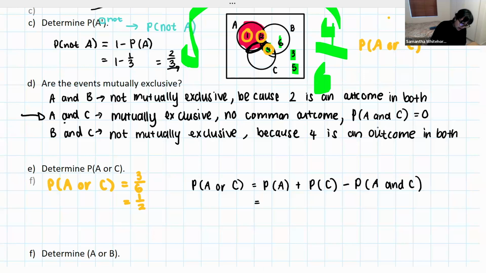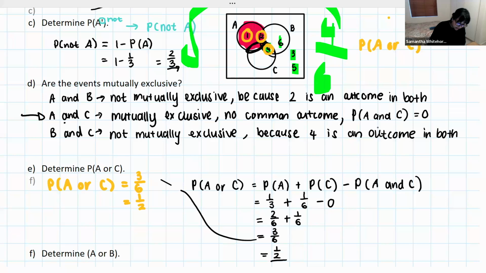The probability of A, which was a number less than 3, was 1 out of 3. Plus the probability of C, which was the number 4, which is just 1 out of 6, minus 0. Chuck it into your calculator. That's all you need to do. So if you didn't want to chuck it into the calculator and for whatever reason you wanted to find an LCD, it would be 2 over 6 plus 1 over 6, which is 3 over 6, which, if you have a look, is exactly the same thing that we got, a half.